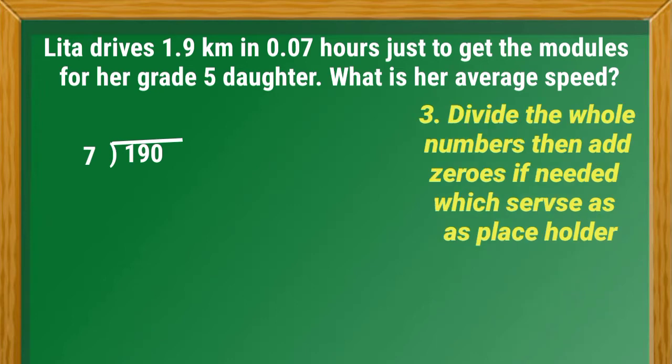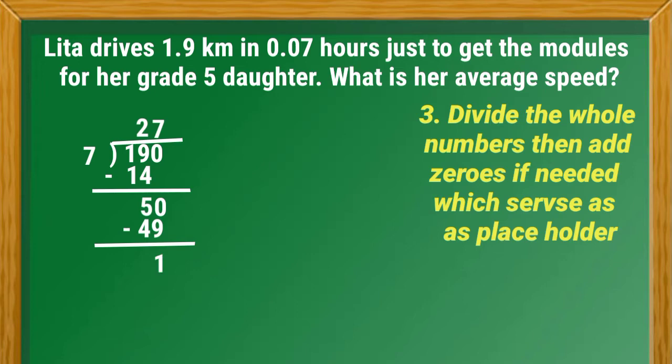Step number 3. Divide the whole numbers. Then add zeros if needed, which serve as placeholders. Right. 190 divided by 7. So 19 divided by 7 is 2. 2 times 7 is 14. 19 minus 14 is 5. Bring down 0. So 5 will become 50. 50 divided by 7 is 7. 7 times 7 is 49.